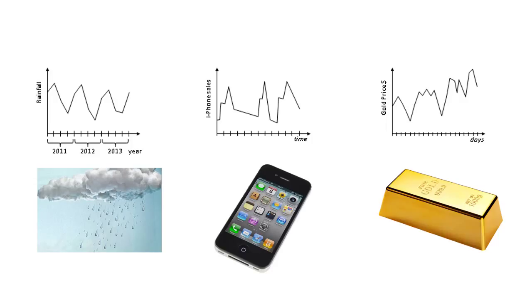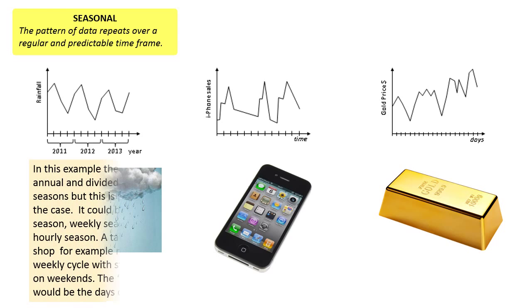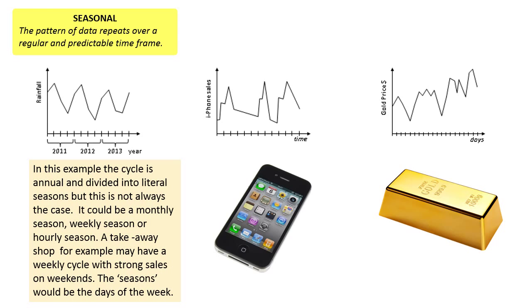If a pattern of data is repeated over a regular and predictable time frame, it is known as seasonal data. Rainfall is a classic example of seasonal data. The length of the cycle in this case is annual and it's divided into literal seasons, but it's not always the case. A takeaway shop, for example, might have a weekly cycle of sales with strong sales on the weekends. The cycle would be weekly and the seasons would be the days of the week.